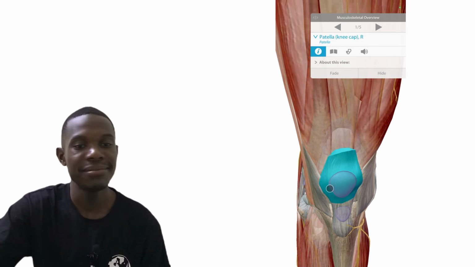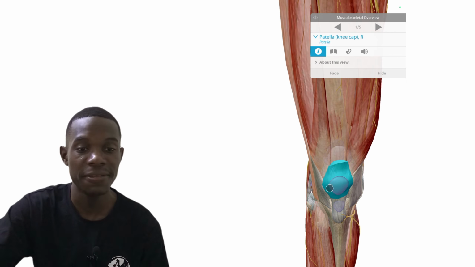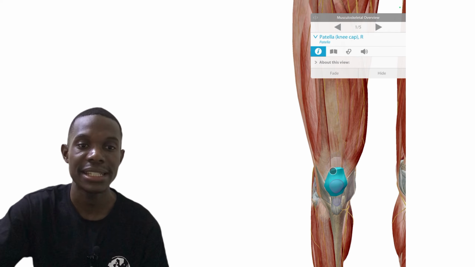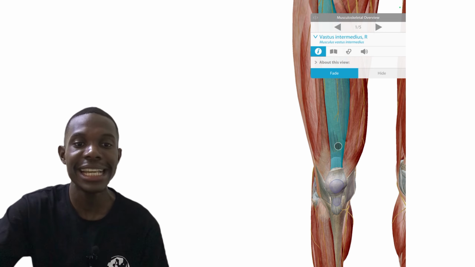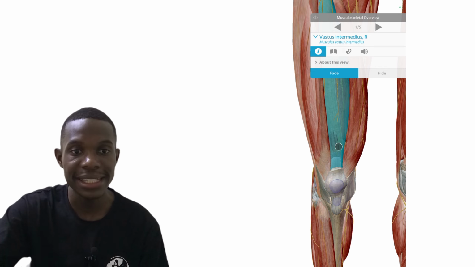So what is its function? We know that's extension. Its nerve supply, femoral nerve. Done. That's your vastus lateralis. Then we go to the vastus intermedius. This is your vastus intermedius.